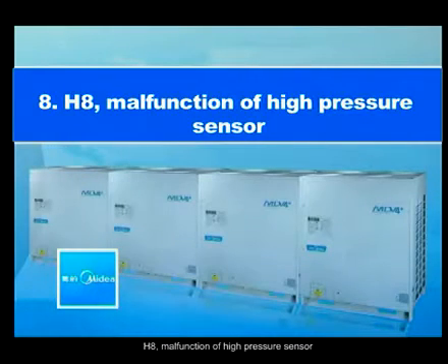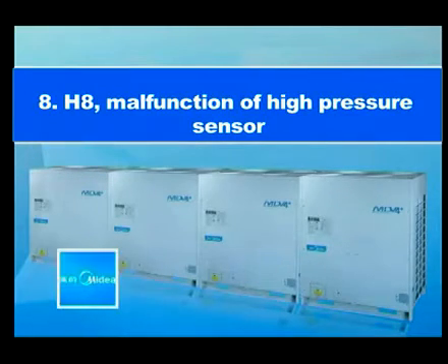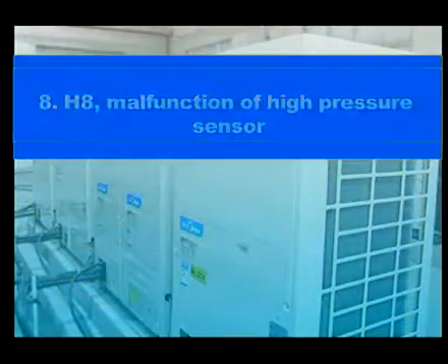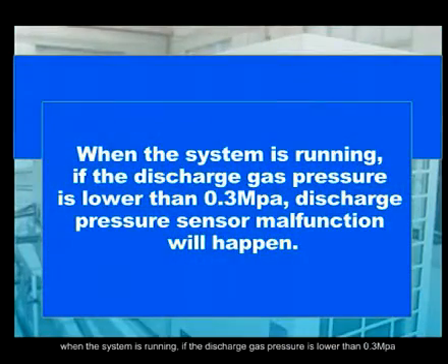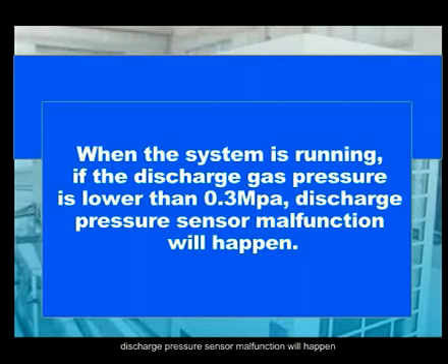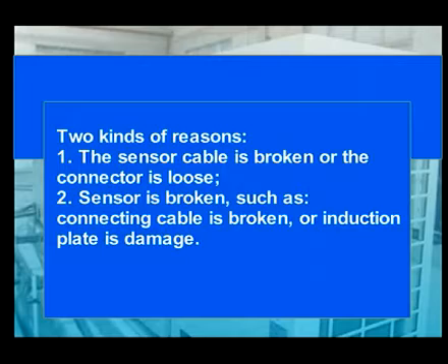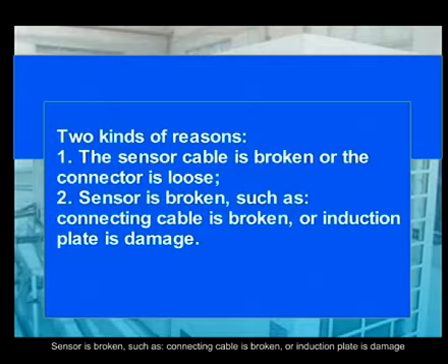H8, malfunction of high pressure sensor. When the system is running, if the discharge gas pressure is lower than 0.3 MPa, discharge pressure sensor malfunction will happen. There are two kinds of reasons. 1. The sensor cable is broken or the connection is loosened. 2. The sensor is broken, such as the connecting cable is broken or the induction plate is damaged.